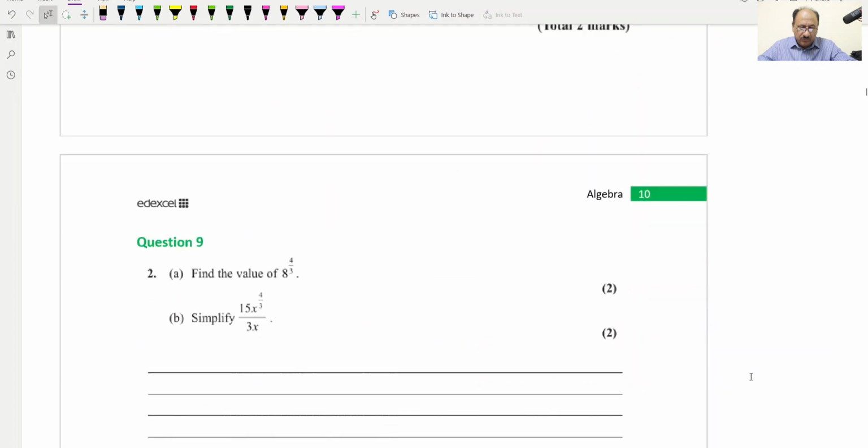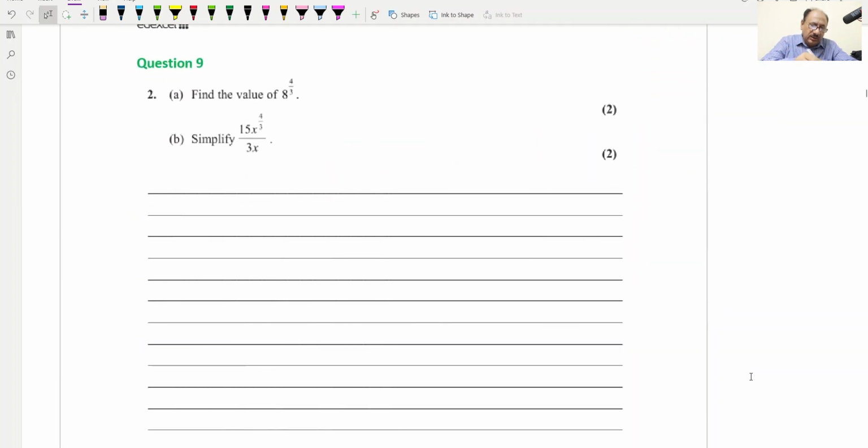Now this is done. Now we can move to question number 9, and this is question number 2 of the exam paper. So this is part 1, 2 marks. Find the value of 8 raised to the power 4 by 3. So we can write 8 raised to the power 4 by 3.